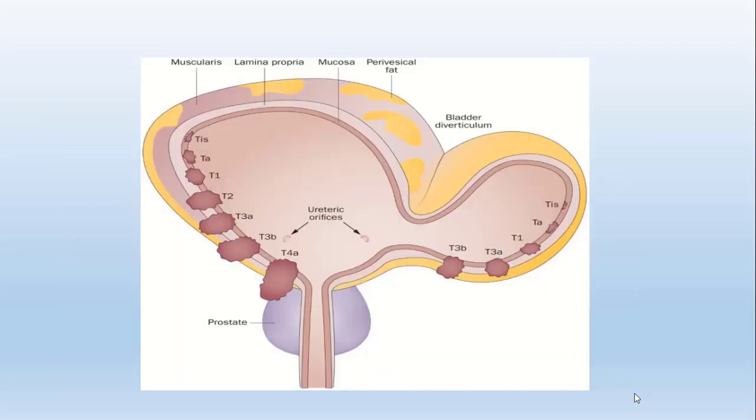This picture shows the T staging of bladder tumor in a normal bladder and in a diverticulum. Here there is no T2, because there is no muscularis propria in the diverticulum. So after T1 it directly stages to T3a, perivesical fat, and here there is a T2.